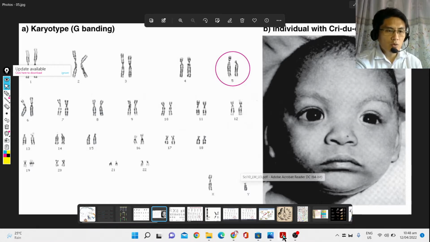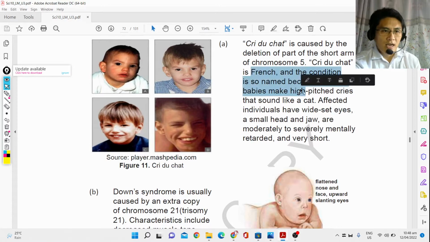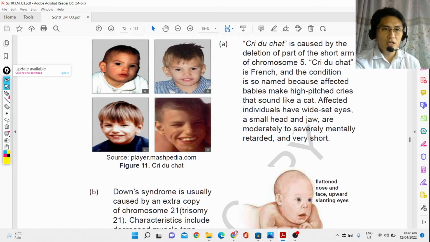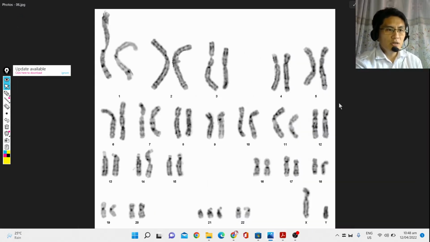And if we were to discuss what the effects of Cri-du-Chat syndrome are, again, they have a high-pitched cry. Individuals have wide-set eyes, a small head and jaw, and are moderately to severely mentally retarded and are very short. Okay, so that's Cri-du-Chat. And then after that, we have this disorder.